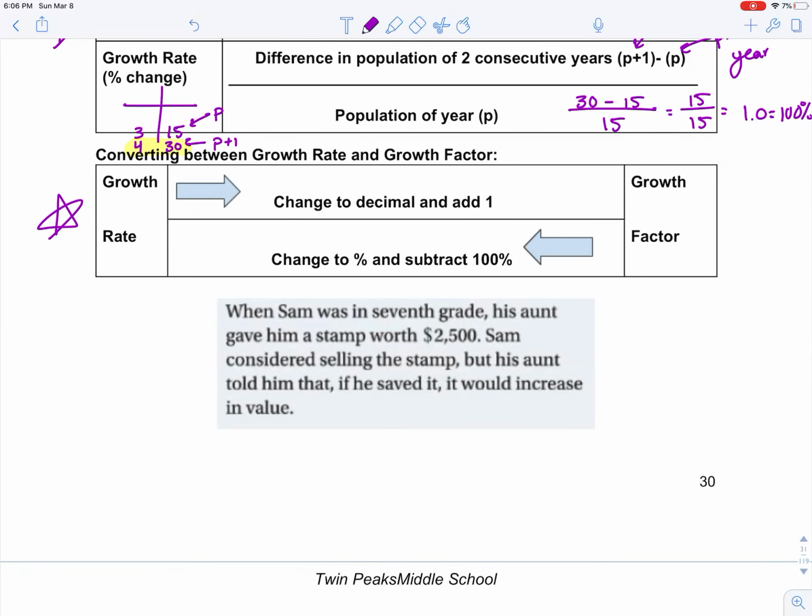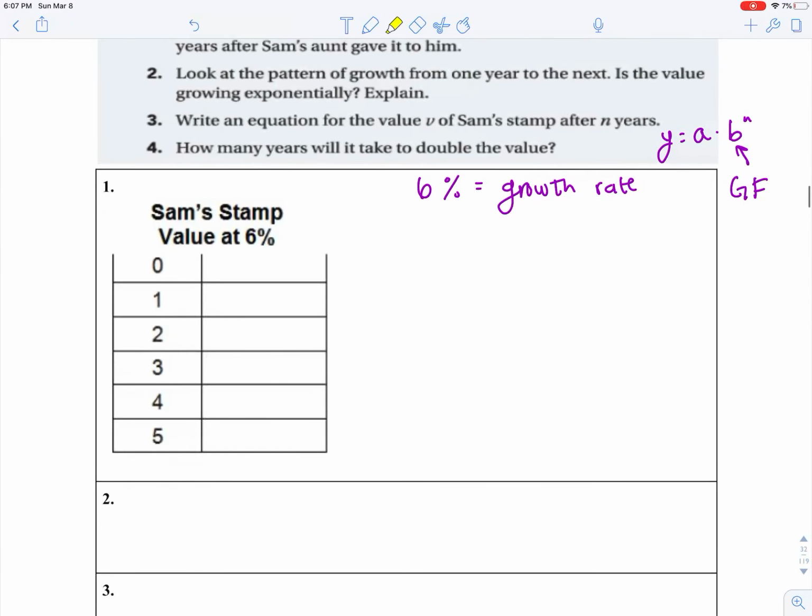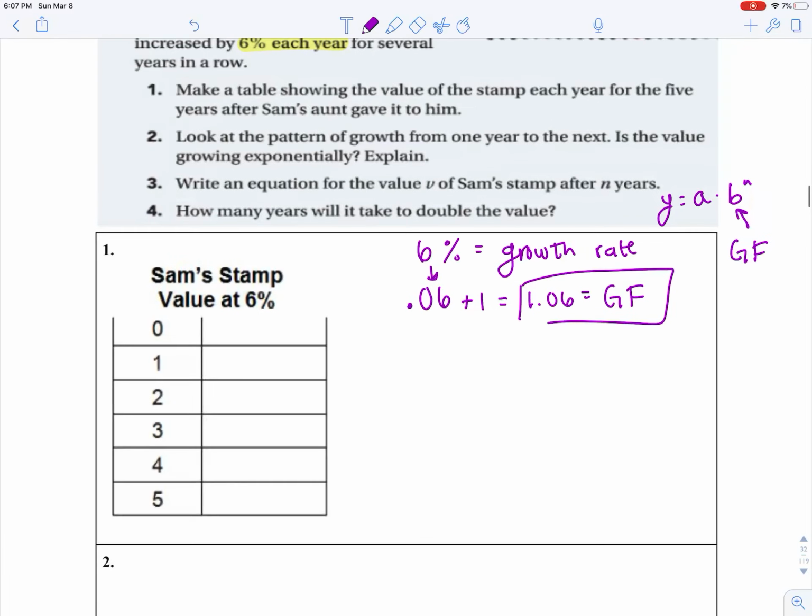So let's reference the previous page. I'm given a growth rate, so I'm going to follow this top section here. I'm going to take my growth rate, change it to a decimal and add 1. So 6% as a decimal. Please do not write 0.6, otherwise I will freak out. So that is 0.06. I change that first, and then I add 1. So now I have this number 1.06. And this right here, my friends, is my growth factor. So 1.06 is my growth factor.